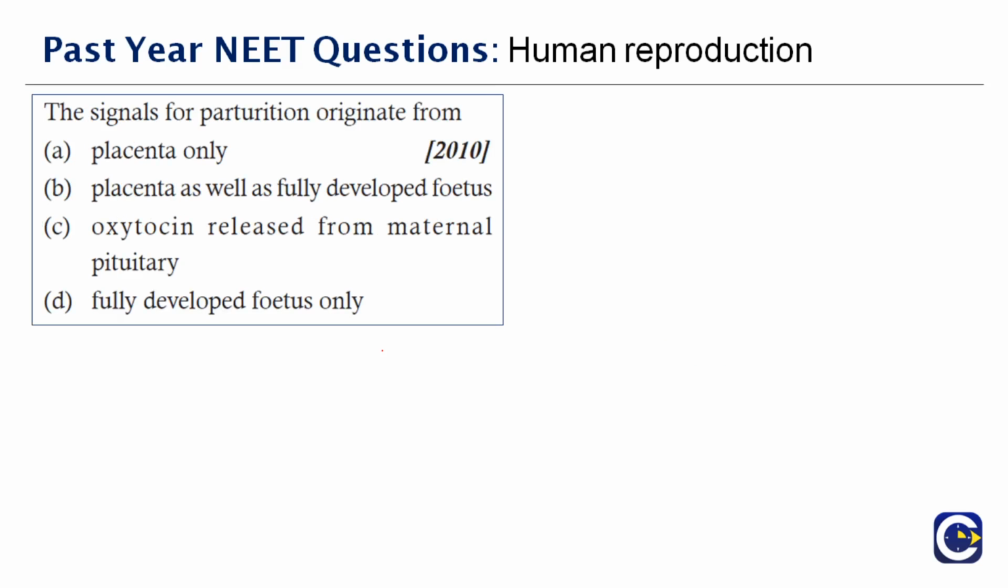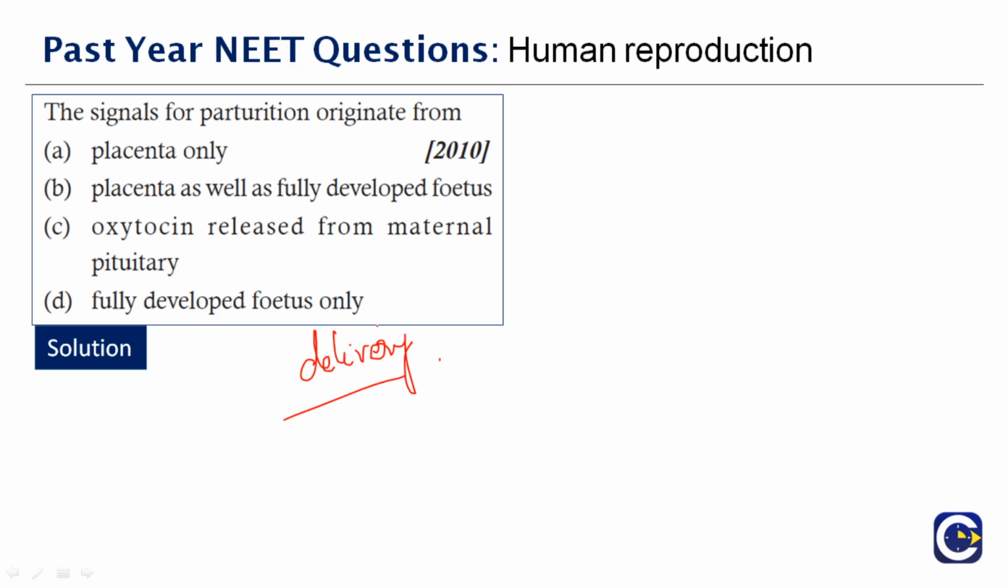Next question here. The signals for parturition originate from dash. Very easy question. We already saw it in part 4, so I think all of you must know what the answer is. Parturition is a process of, what is it actually? It talks about the delivery of the fetus. Unless and until the baby is in the mother's womb, you will not call it a baby or child. It is simply called a fetus. Only after it is delivered from the mother's womb, you call it a baby. Otherwise, the term given for it is fetus.